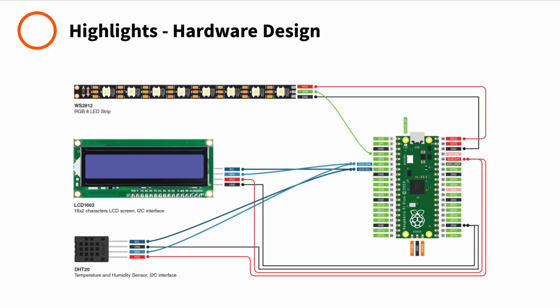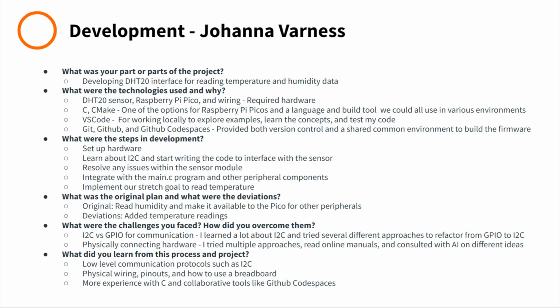Now I'll pass it to Johanna to talk about her contributions with development. My part of the project was to develop the DHT20 sensor interface, which included obtaining, processing, storing, and returning humidity and temperature readings. To do that, of course, we had the hardware, which included the DHT20 sensor, the Raspberry Pi Pico, and various wiring components like the wires and the breadboard.